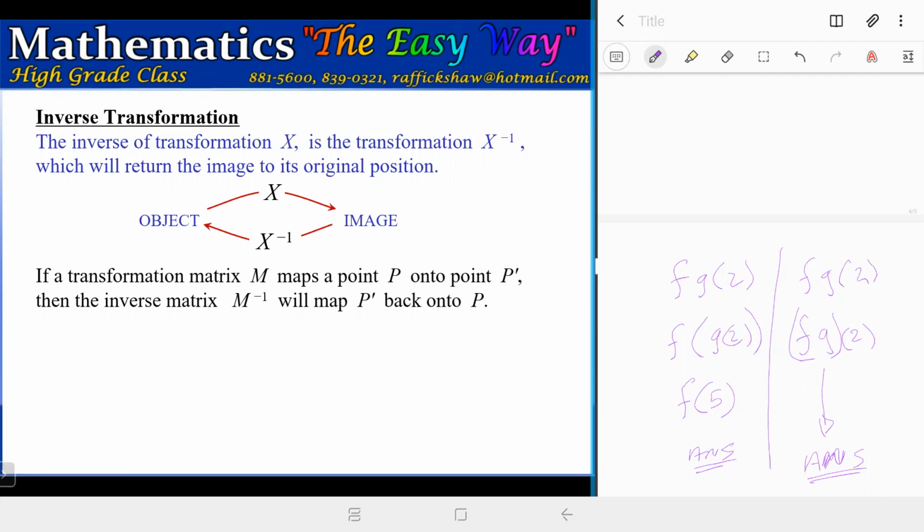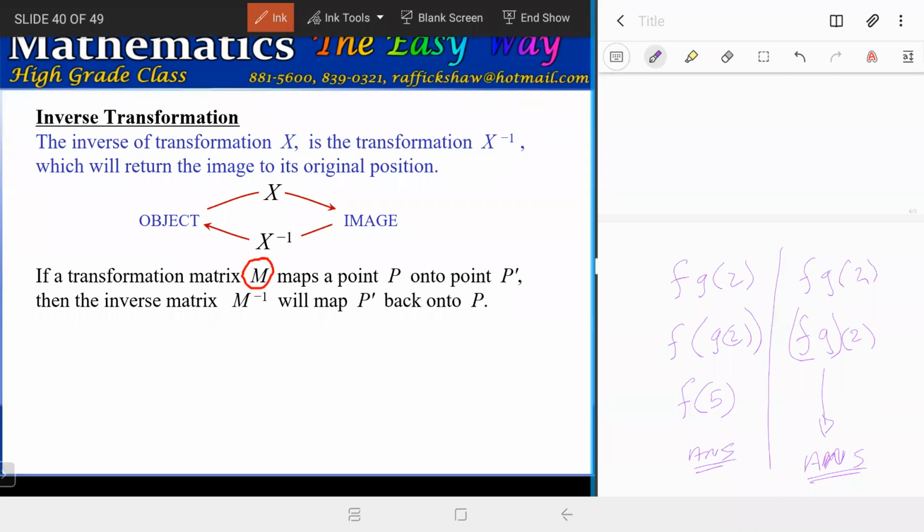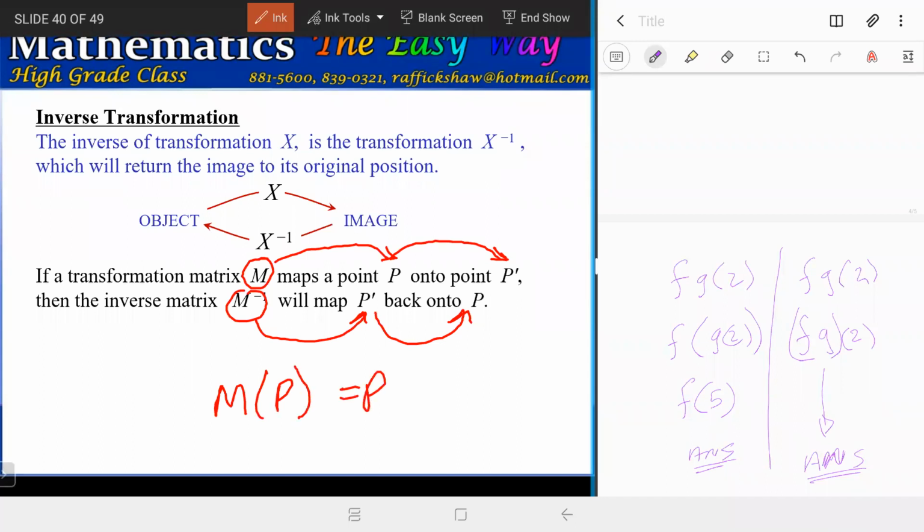So you apply M to P to get P prime, and you apply M to the minus 1 to P prime to get P. Right? Let me show you what I'm saying. You apply this matrix to this to get that. You apply the inverse matrix to the image point to get back the object point. Or you multiply M times P to get P prime, or you multiply M to the minus 1 times P prime to get back P. That's the calculation, you know, simple. You apply the matrix to the point, so you multiply the matrix by the point.